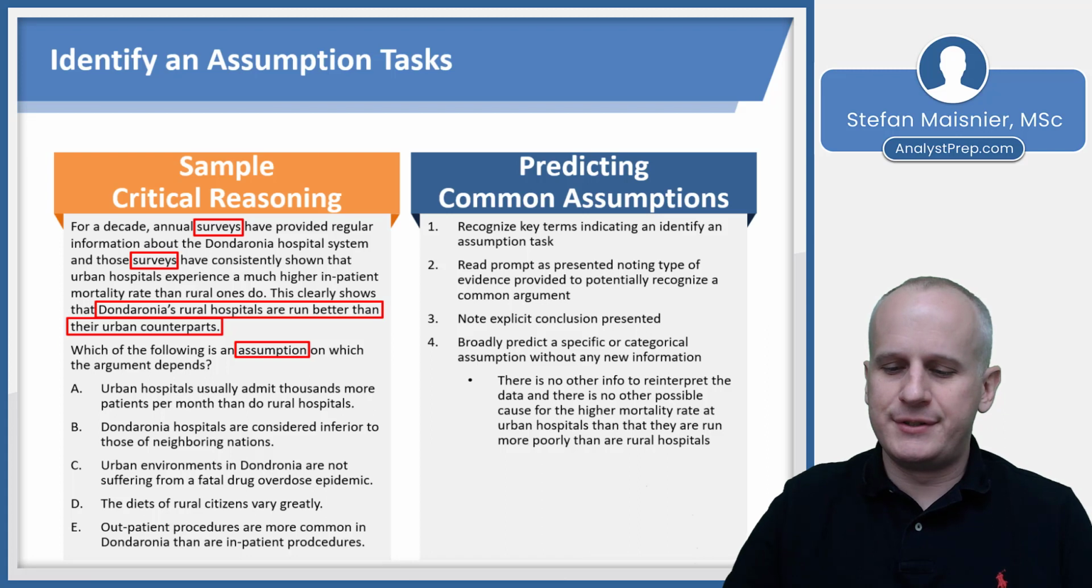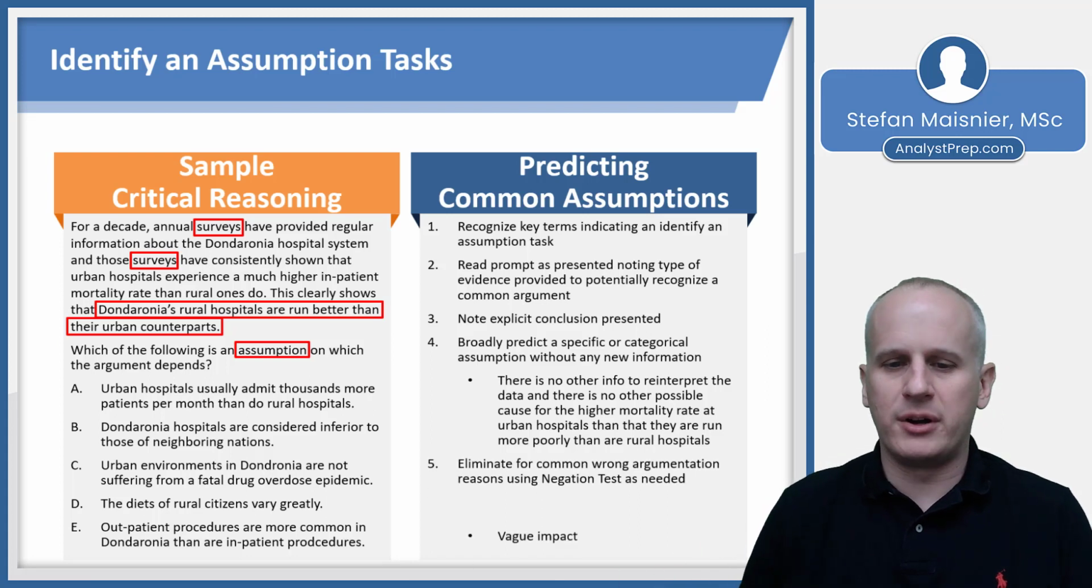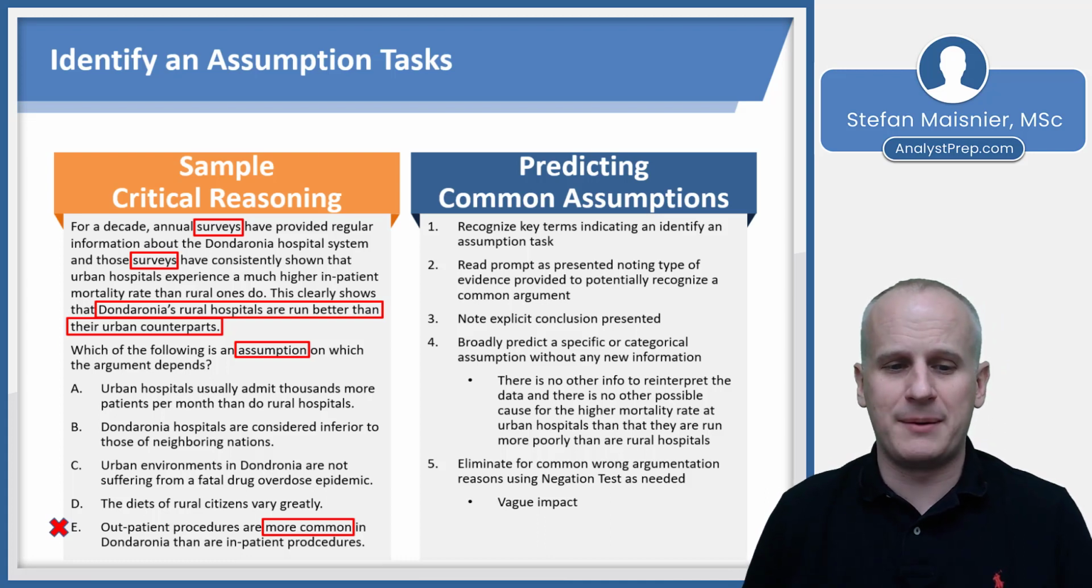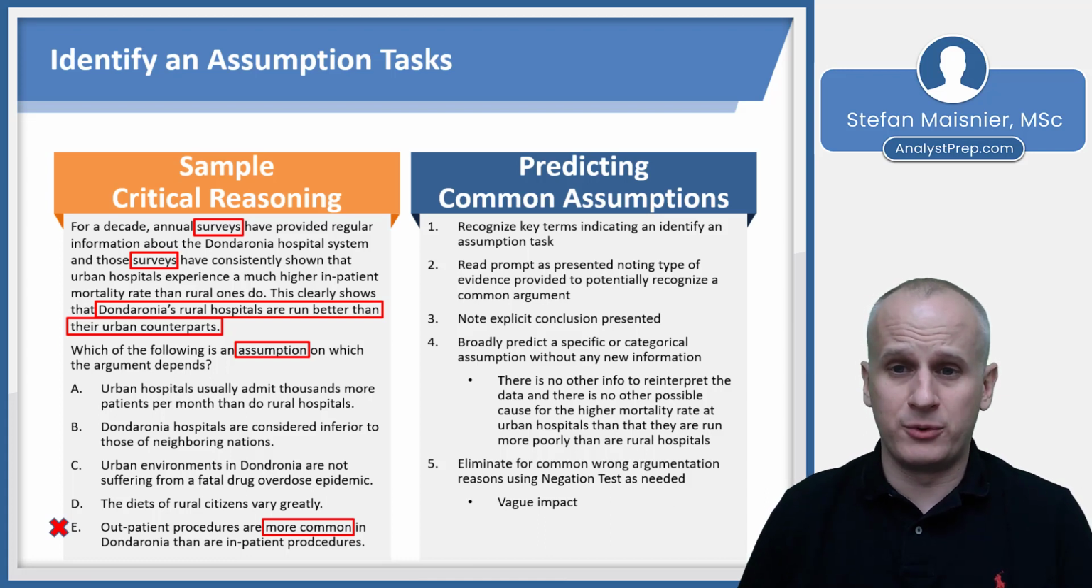Now, looking at our answer choices, we've got to consider our common wrong reasons, starting with vague impacts, and we've got a really nice vague one in choice E. Outpatient procedures are more common in Donderonia than are inpatient procedures. Okay, more common. Like 1 more, 2 more, 2 million more. And this doesn't even distinguish between our rural versus the urban, which is clearly the issue of the argument. So we can eliminate that.